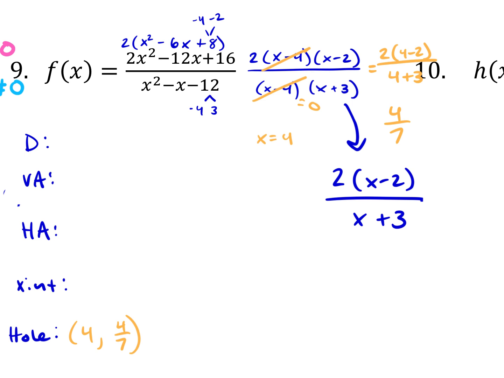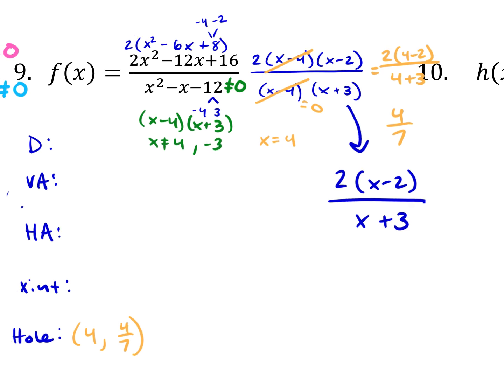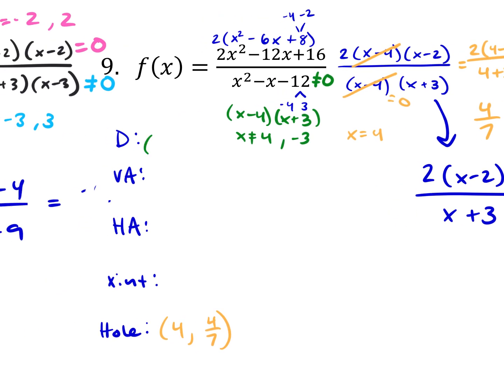Now let's find our domain. What would we do to find the domain? Set the denominator not equal to 0. Do we set the original denominator or the new denominator? The original denominator. So we set the original denominator not equal to 0. We already factored it. It factors into x minus 4 and x plus 3. So x cannot equal 4 or negative 3. So how would I write that in interval notation?